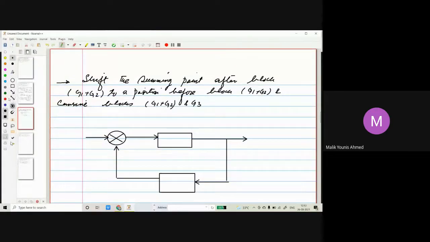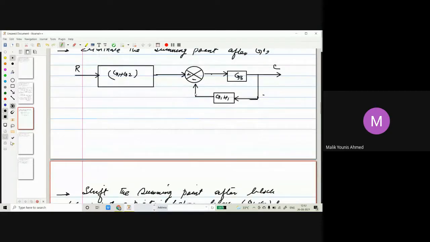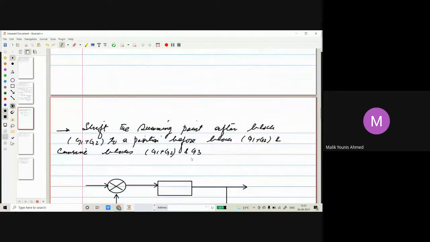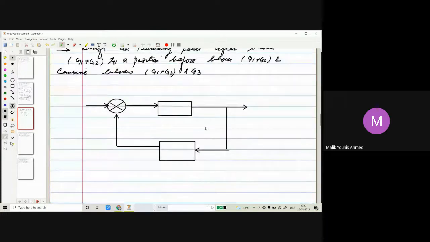So you can see very clearly what we are doing. We are moving the summing point. We have moved from this position to before block G1 plus G2, and we have combined these. So G1 plus G2 will be multiplied by cascade. That step we are not doing. Somebody was saying we can do two steps. Yes, you can definitely do two steps. Here we have done two steps.